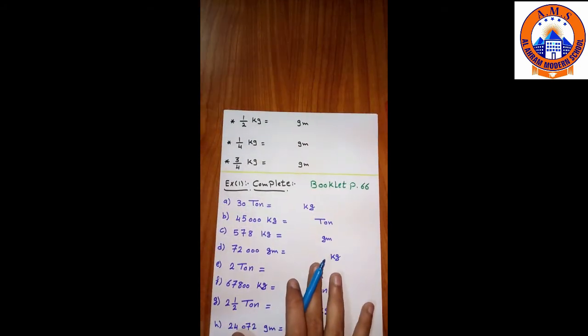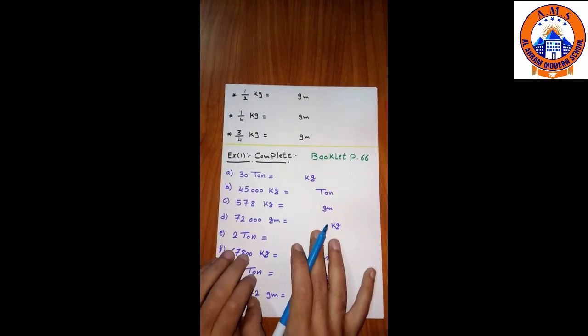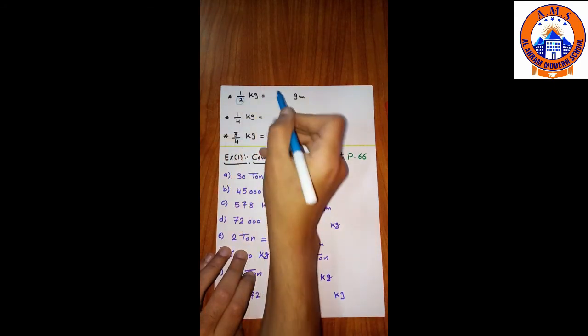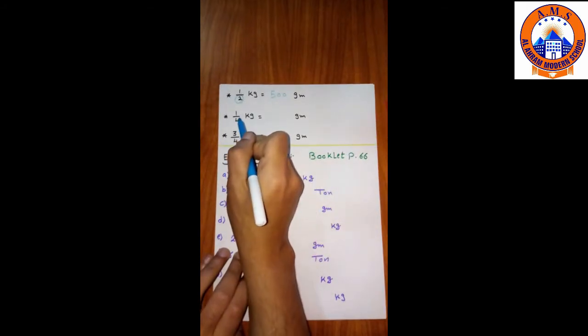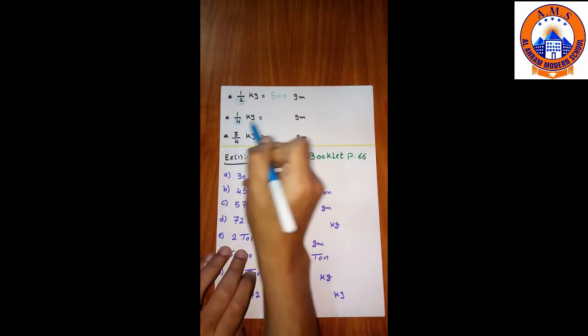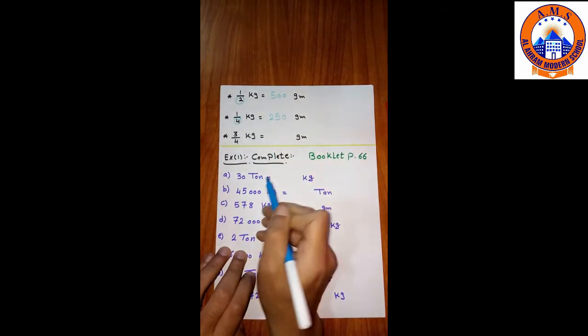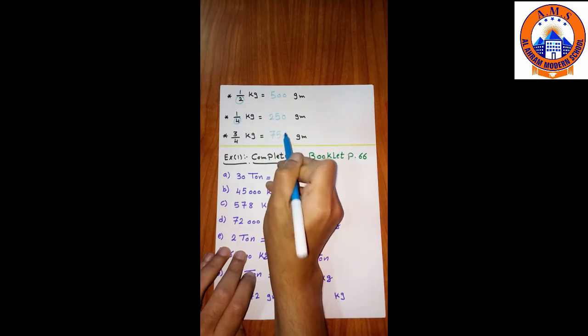The same as we talked about from ton to kilogram, we're going to talk about from kilogram into grams. The half of a kilogram, you know that 2 is a friend of 5, so it's 500 grams. The quarter of a kilogram, you know that 4 is the friend of 25, so it's 250 grams. And 3/4 is 750 grams.